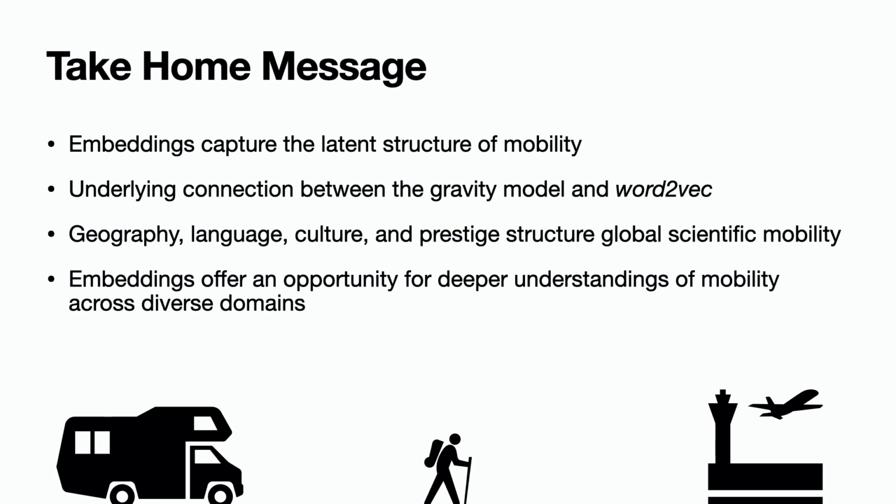In summary, here is our take-home message. We found that embedding captured the latent structure of mobility from the underlying mathematical connection between the gravity model and word2vec. Focusing on scientific mobility, geography, language, culture, and prestige structure global scientific mobility. And we believe that the embedding-based approach can shed light on a deeper understanding of mobility across diverse domains.